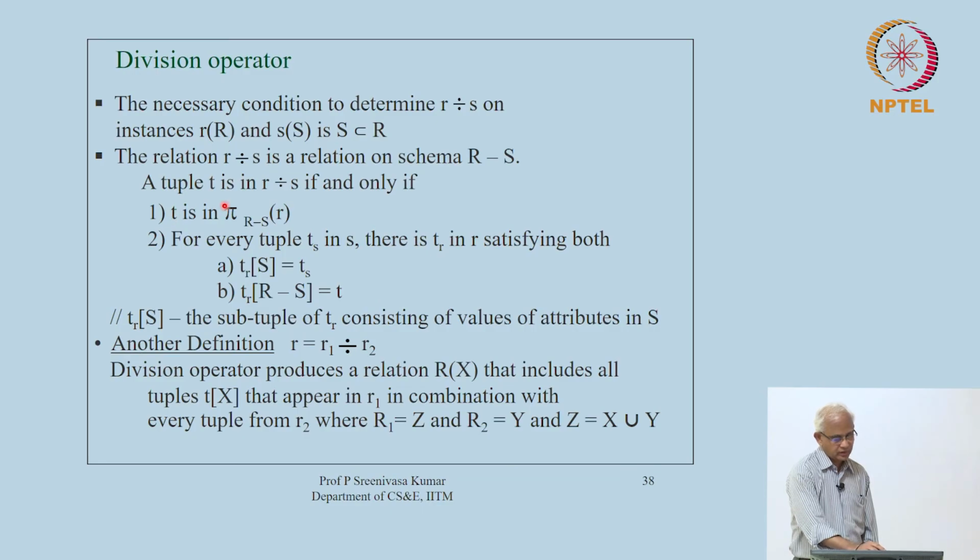T belongs to the R minus S portion of R, and for every tuple Ts in S, there is a Tr in R such that the R minus S portion of Tr is T and the S portion is this particular Ts. Basically we are saying that T combines with all Ts which are tuples in S.